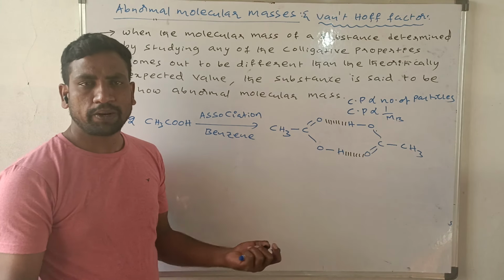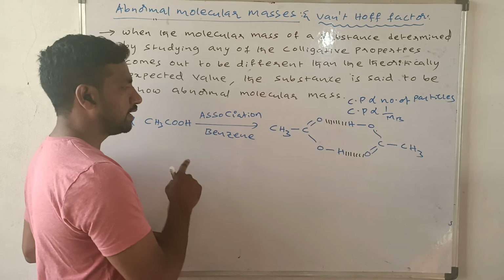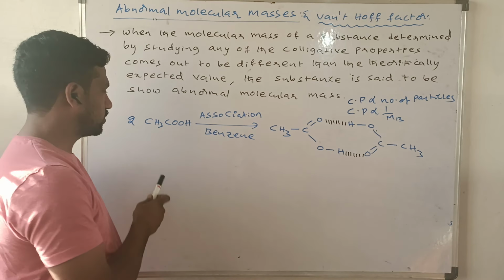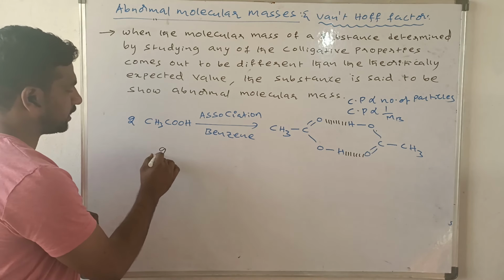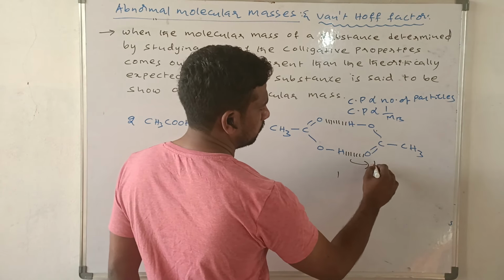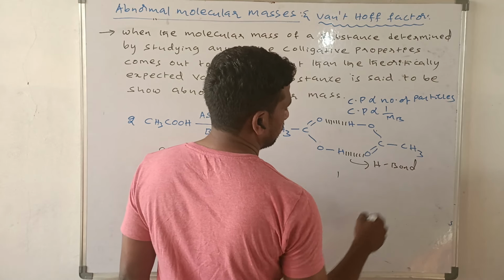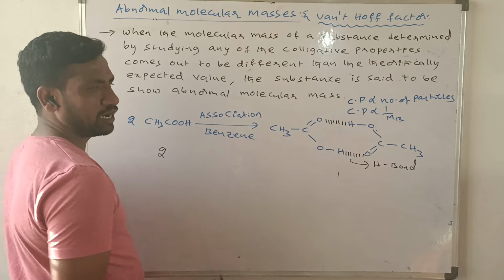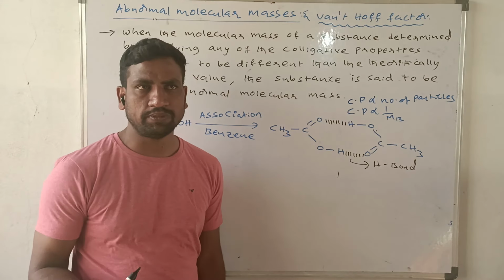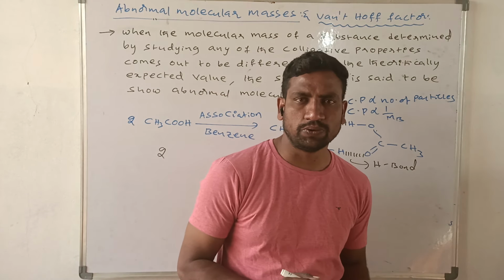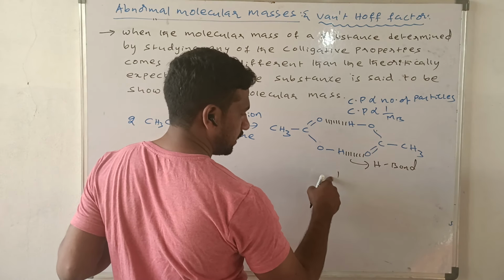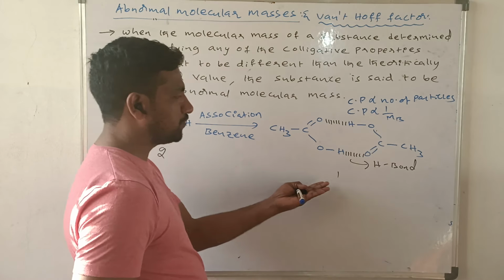Then what happened? Does the number of particles decrease or not? Yes, 100%, the number of particles decreases compared to the first one. Here I have taken 2 molecules, and because of the hydrogen bonding, acetic acid in the benzene solution undergoes association and is converted into 1 molecule. 2 molecules of acetic acid are converted into 1 molecule, called dimerization. The number of particles definitely decreases.